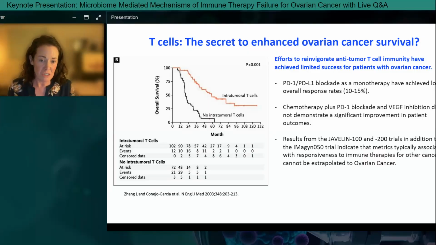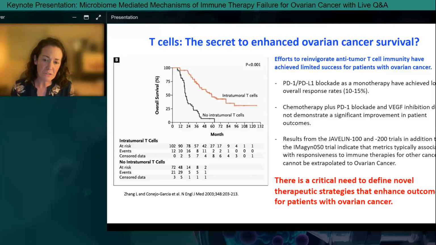Results from larger clinical cohort studies, such as the Javelin and the Imagine trials, have actually indicated that the metrics that we typically use to assign parameters to predict responsiveness to immune therapies for other solid tumors cannot be extrapolated to ovarian cancer. And so this suggests that there are potentially undefined immune suppressive pathways that are unique to the ovarian tumor microenvironment that may be contributing to failure of immune checkpoint blockade.